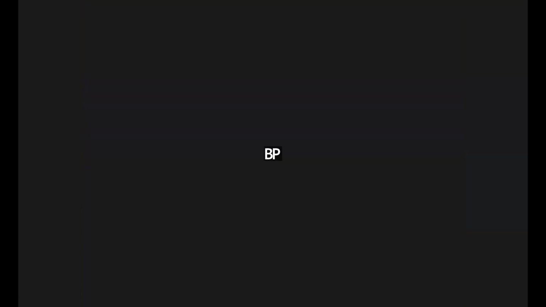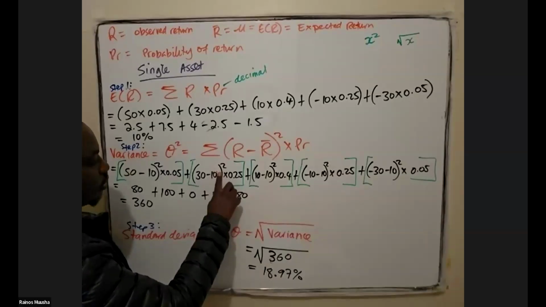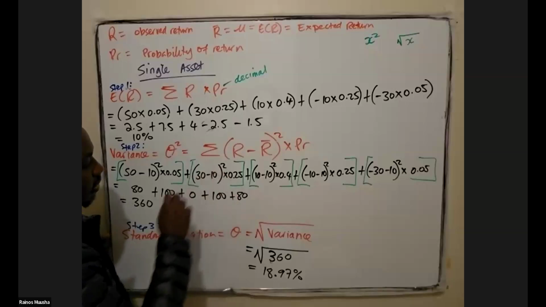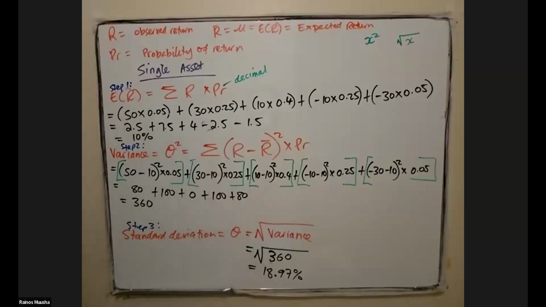I have a question. So in the second calculation, the 30 minus 10 to the power of 2, is that 2 supposed to be there? Oh, my mistake. This is not supposed to be there. Sorry, my mistake here. Thank you. It's not supposed to be there at all. All right, thanks.